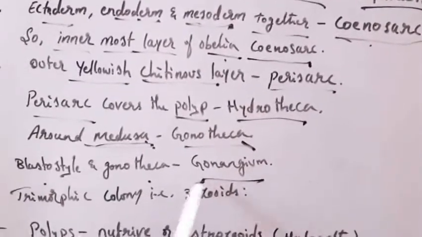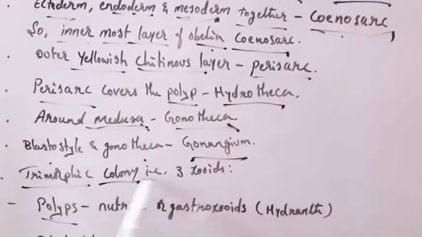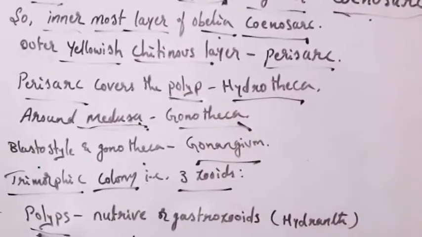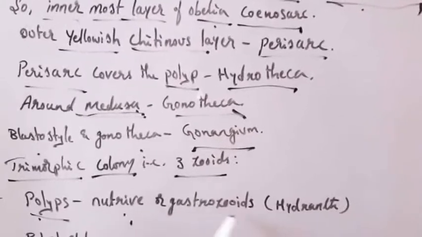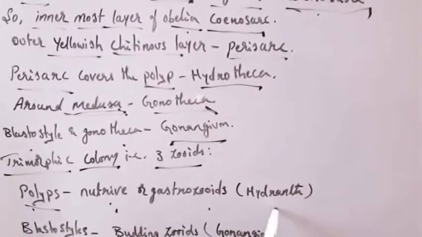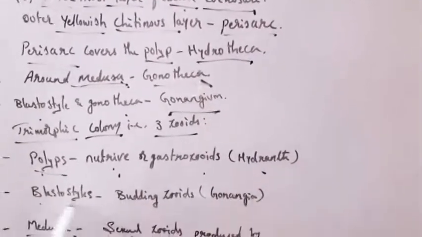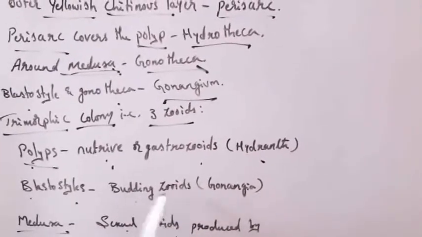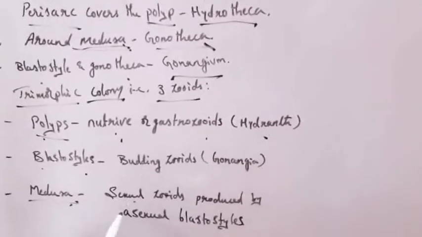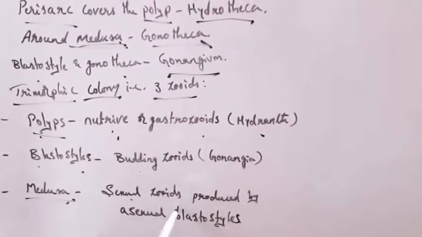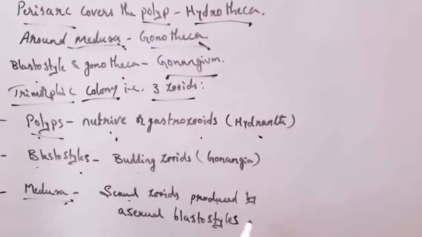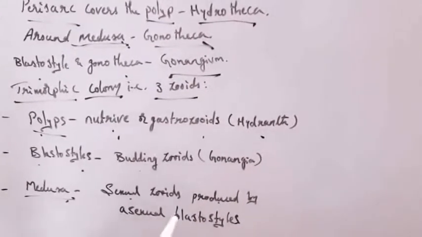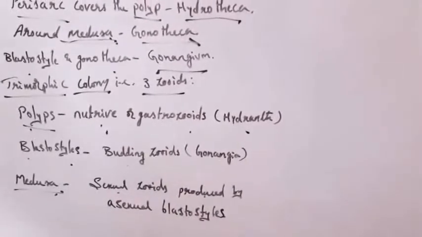So the Obelia colony is trimorphic, that contains three kinds of zooids. So first one is polyps, that is nutritive or gastrozooids, also called a hydranth. Blastostyle, also called gonangia, that is a budding zooid. And medusa, they are sexual zooids produced by asexual blastostyles. Okay, so this is about the colony of Obelia.